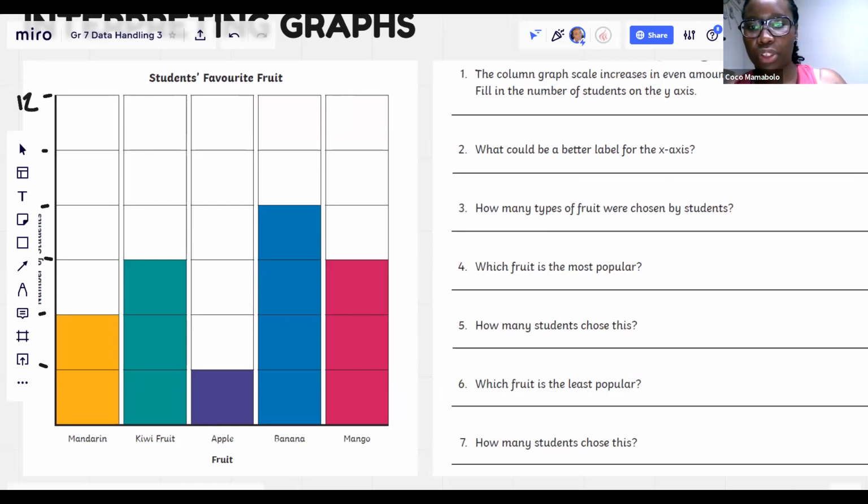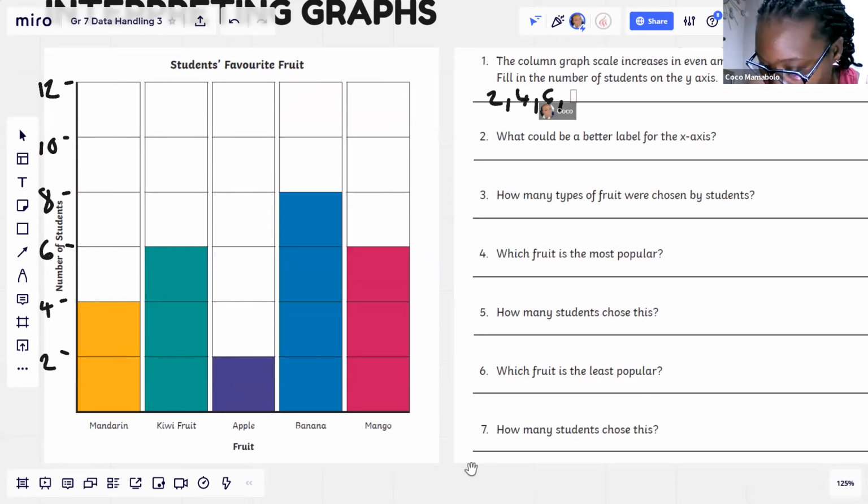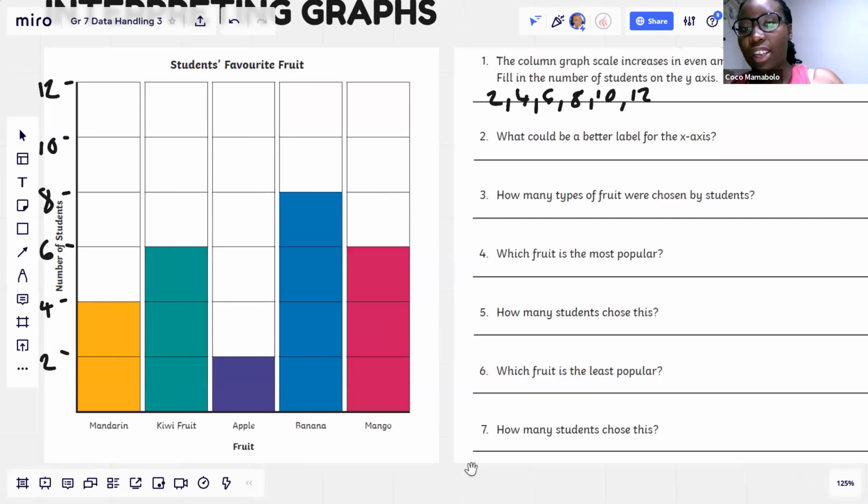Okay, I'm going to move the screen over a little bit so you guys can see it here. Okay, so that is what our y-axis needs to look like. So our answer for number 1 is going to be 2. You can just do that. 2, 4, 6, 8. Okay, it's going to go up in increments of 2. So 2, 4, 6, 8, 10, 12. Okay, let's answer number 2 quickly.